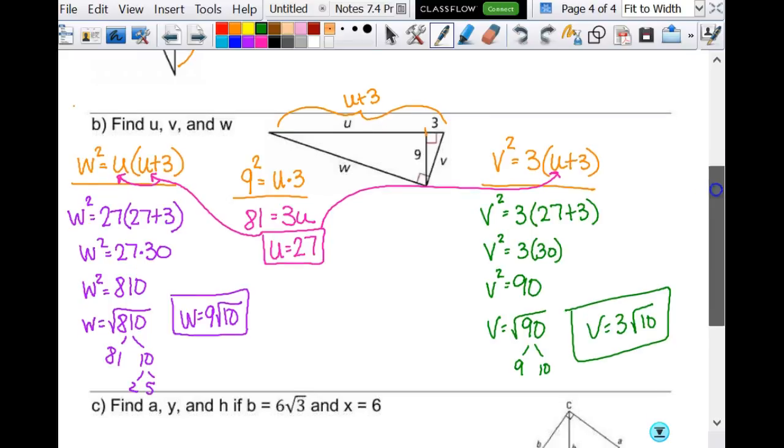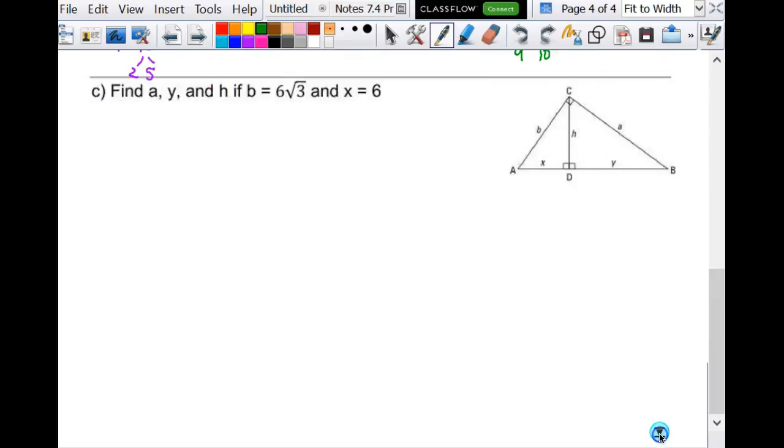All right, so let's go down to C. It says I want to find A, Y, and H if B equals 6 square root of 3 and X equals 6. So I've got those. So I'm not actually using B and X anymore. I'm going to use these others. Now remember, I need the legs, the altitude to the hypotenuse, the 2 pieces, and I need the whole thing. The hypotenuse is not 6y, it is y plus 6.